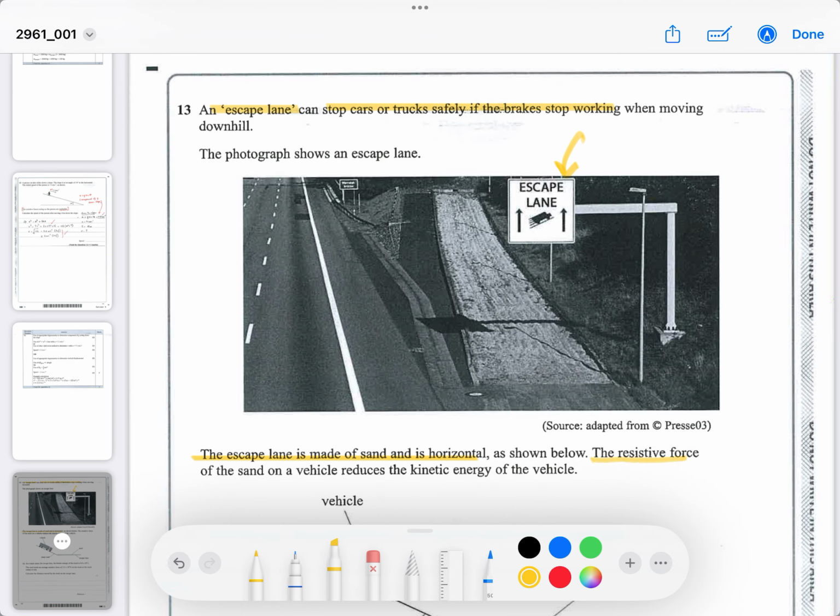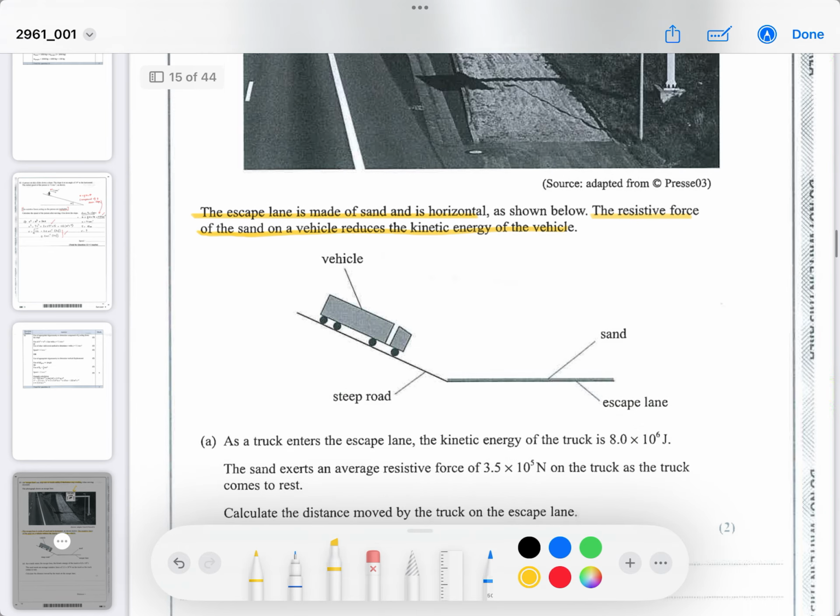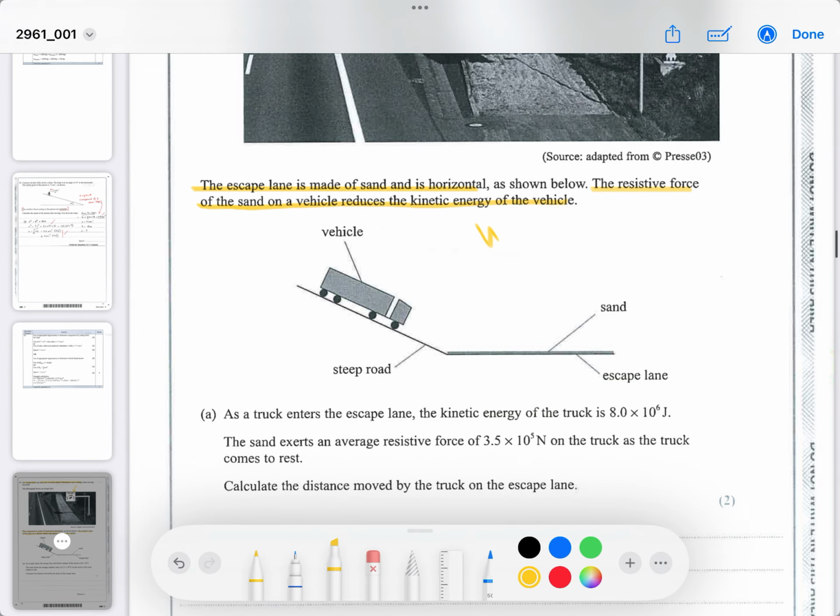And then the resistive force, yeah, due to the sand on the vehicle reduces the kinetic energy of the vehicle. Okay, now this is actually called the work energy theorem. So work done by friction equals energy lost in kinetic energy. So work done will be equal to loss of kinetic energy of the car. That is basically what happens when you put your brakes on, except the work done is by the brakes, and this time it's going to be the resistance due to the sand.